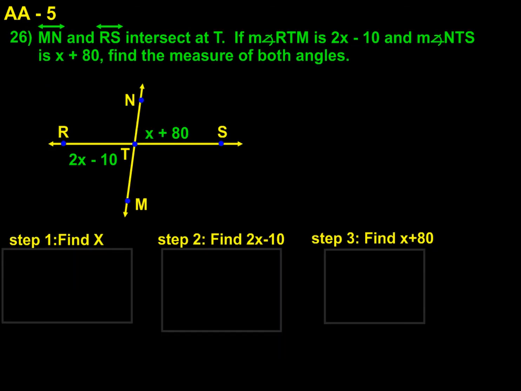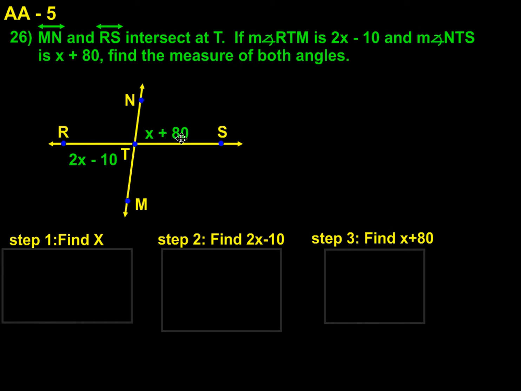Okay. Now we're going to move on to number 26. You have line MN and line RS intersect at point T. If the measure of angle RTM is 2x minus 10 and the measure of NTS is x plus 80, find the measure of both angles. Well, we know they're opposite angles, and so when we find one, it should give us an idea of what the other one's going to be. I'm going to work out both pieces anyway.